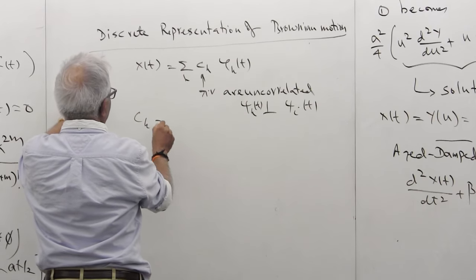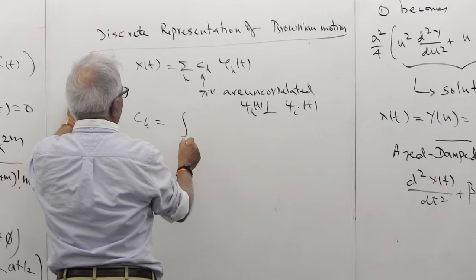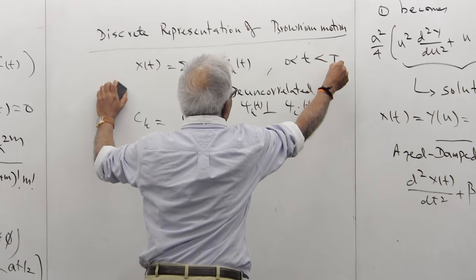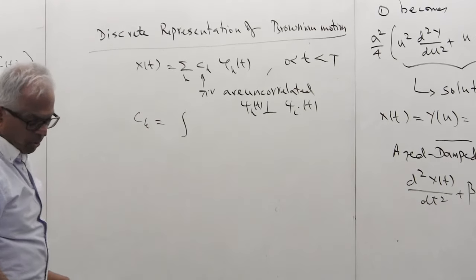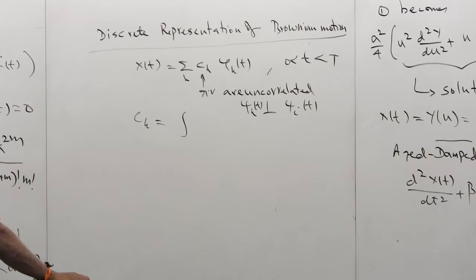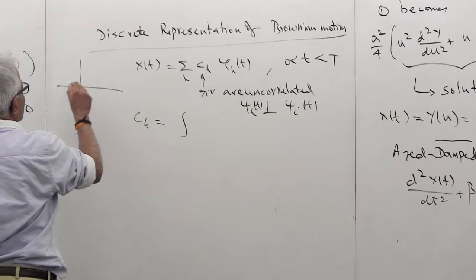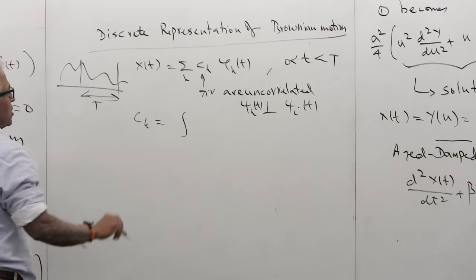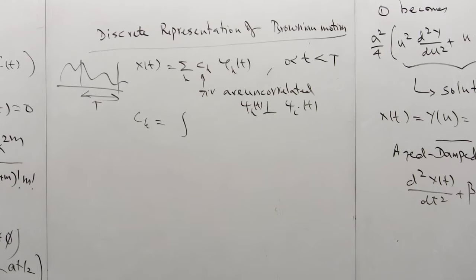And so Ck will turn out to be integral. And you can't do this forever, but you can do it over some duration. So we want to mimic this mean squared periodic process. We want to represent a stochastic process over some time in a discrete fashion without losing, at least in the mean squared sense, the left side and right side are equal.